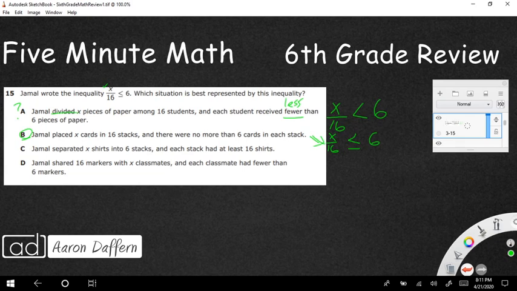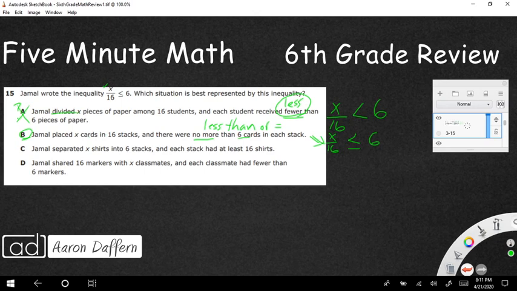And that's why I don't really like this problem, because A is really too close to it. But no more than six means less than or equal to six. Less than or equal. And that's the big problem, is this up here is just fewer than, does not include the or equal to. Let's look at C, just to make sure.